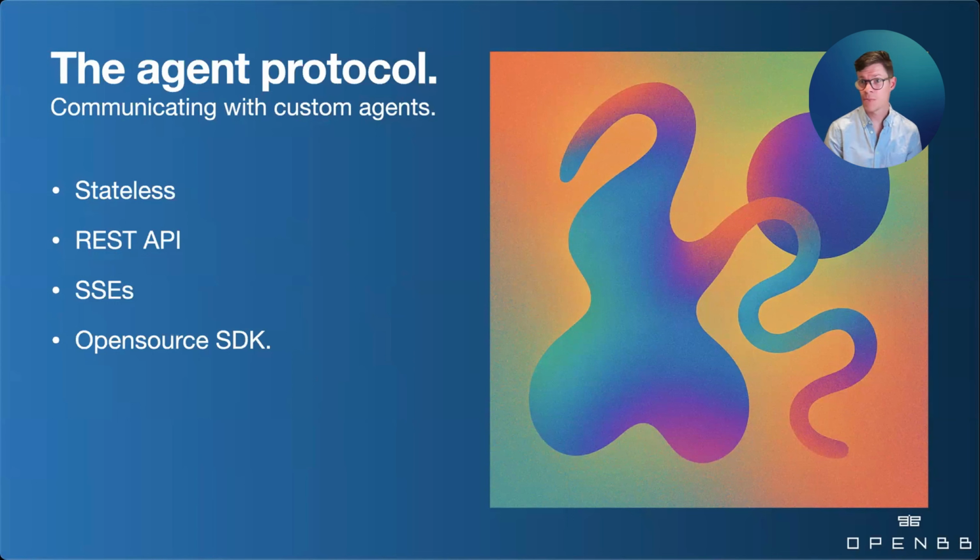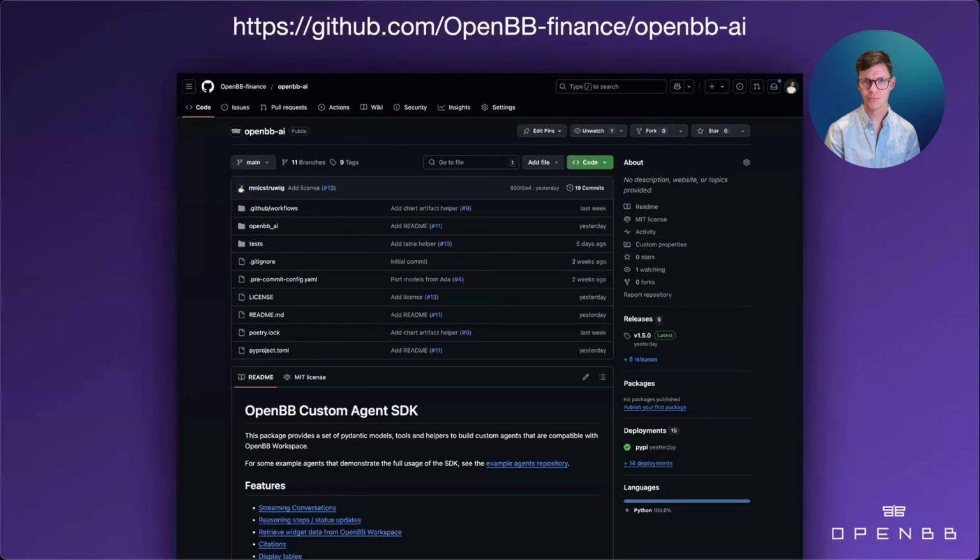It's also a REST API, which, if you're technical and used to developing, you should be familiar with. You stream back function calls, citations, tables, and messages using server-sent events, which is the typical standard for LLM frameworks and LLM service providers. And obviously, like I mentioned earlier, our SDK is completely open source so that you can easily migrate or build from scratch your own agents on OpenBB Workspace.